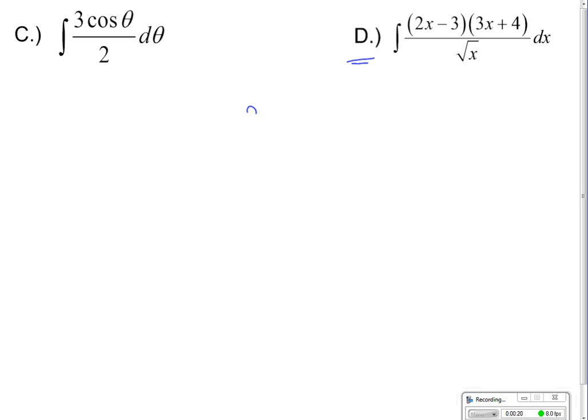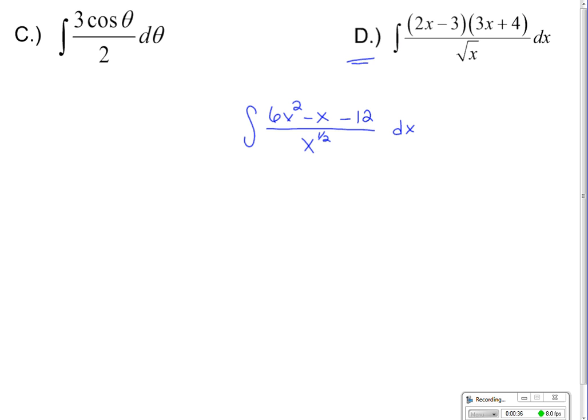I would go ahead and FOIL out the top, and that's going to give you 6x squared, and 8x minus a 9x, so a minus x in the middle, a minus 12 at the end, all over x to the 1/2, just to rewrite that square root.